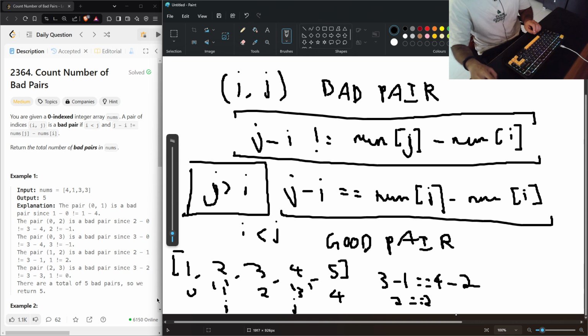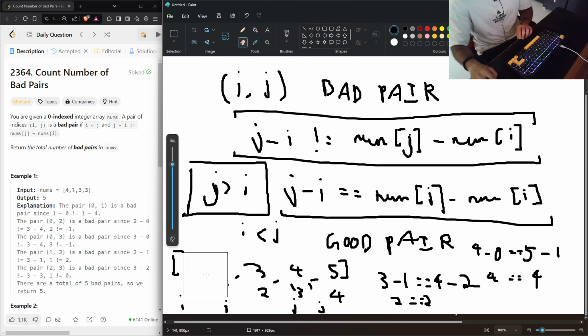You take any pair of j and i. Let's take i here and j here, 4 and 0. Let's do the same thing: 4 minus 0 and 5 minus 1. It will always be equal. So this means that in this array 1, 2, 3, 4, 5, they are all good pairs. We just converted this not-equal condition to obtain the pairs which are good pairs. So this is the condition of good pairs.